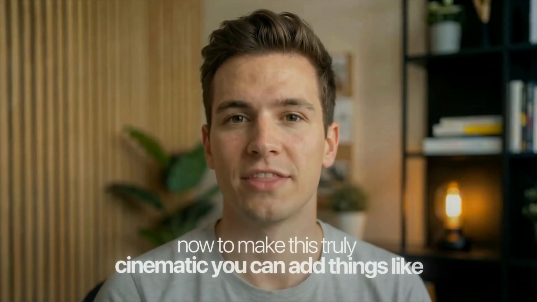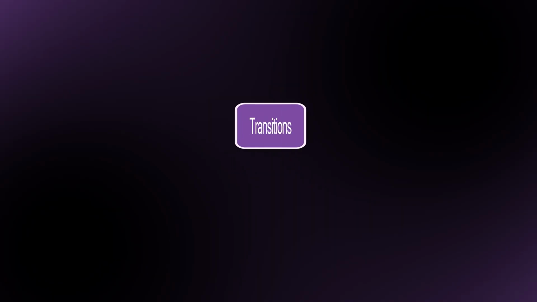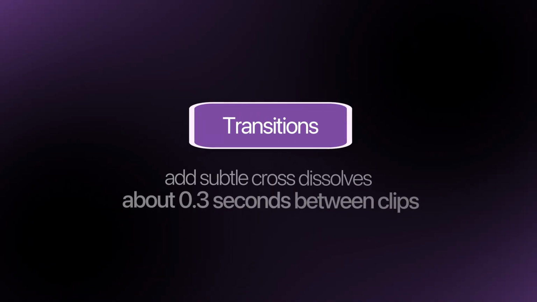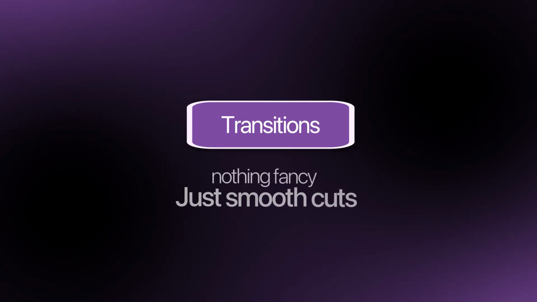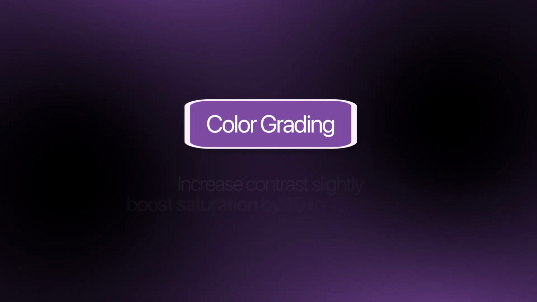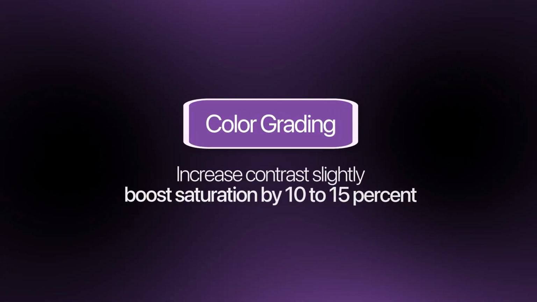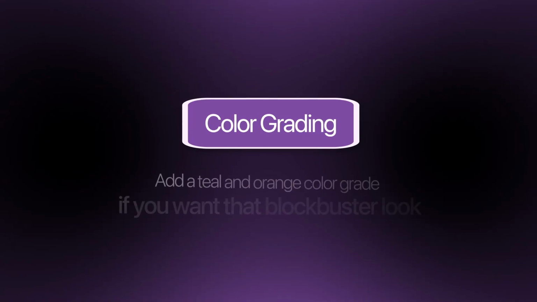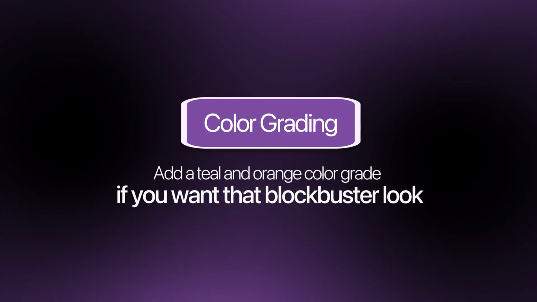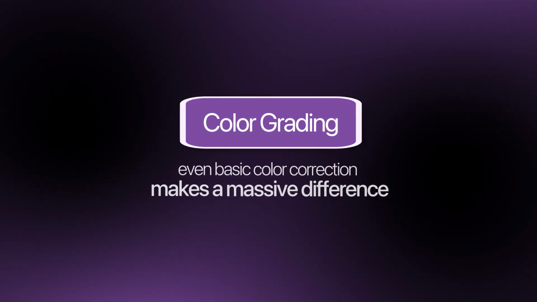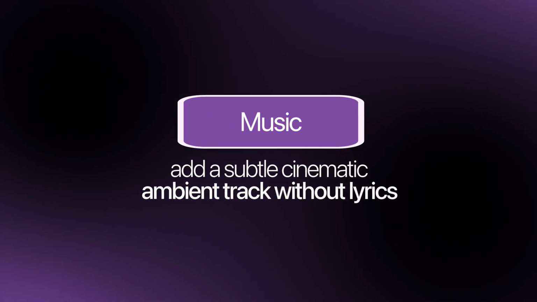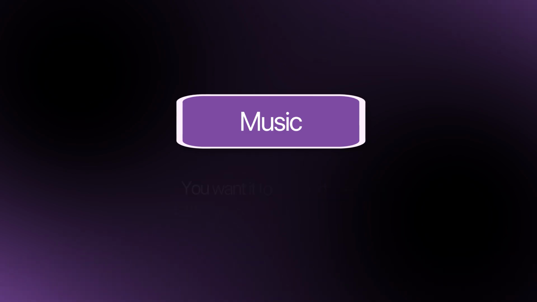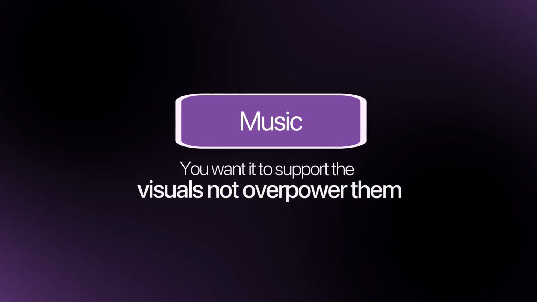Now to make this truly cinematic, you can add things like transitions. Add subtle cross dissolves, about 0.3 seconds between clips. Nothing fancy, just smooth cuts. Color grading, this is huge. Increase contrast slightly, boost saturation by 10 to 15%. Add a teal and orange color grade if you want that blockbuster look. Even basic color correction makes a massive difference. Music. Add a subtle cinematic ambient track without lyrics. You want it to support the visuals, not overpower them.